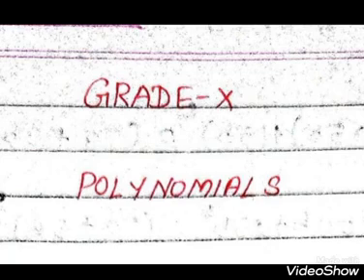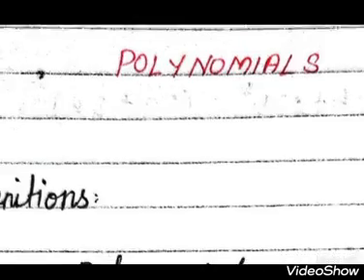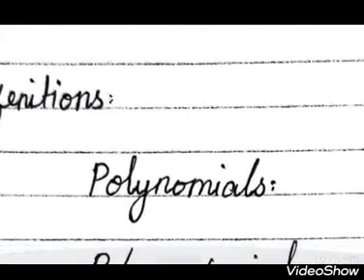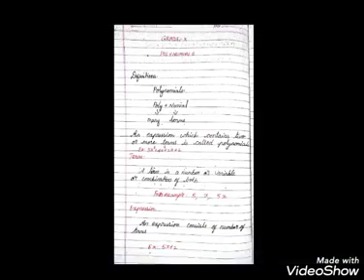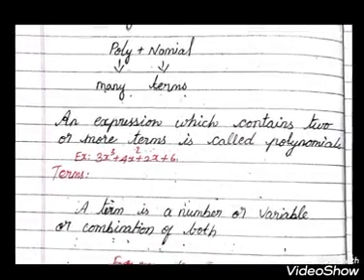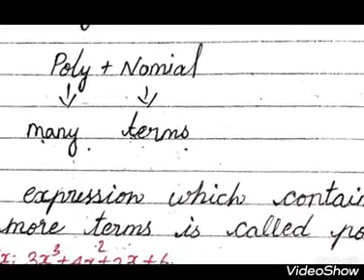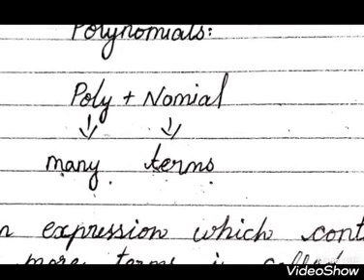Good morning students. So now I have to revise the topic polynomials. First I have to explain the definitions of polynomials. So polynomial can be split as poly plus nomial. So poly means many and nomial means terms.